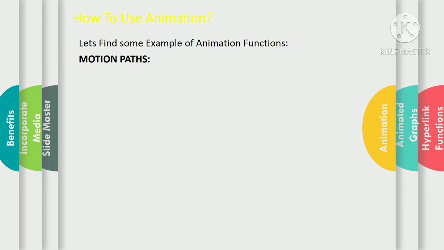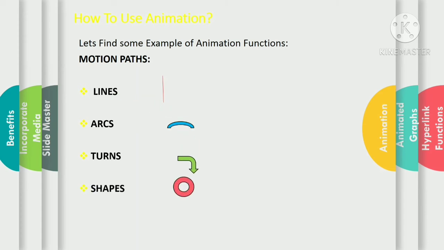So here are some motion paths. Lines. See how it works. Arcs. Turns. Shapes. This is like a loop. Custom path.